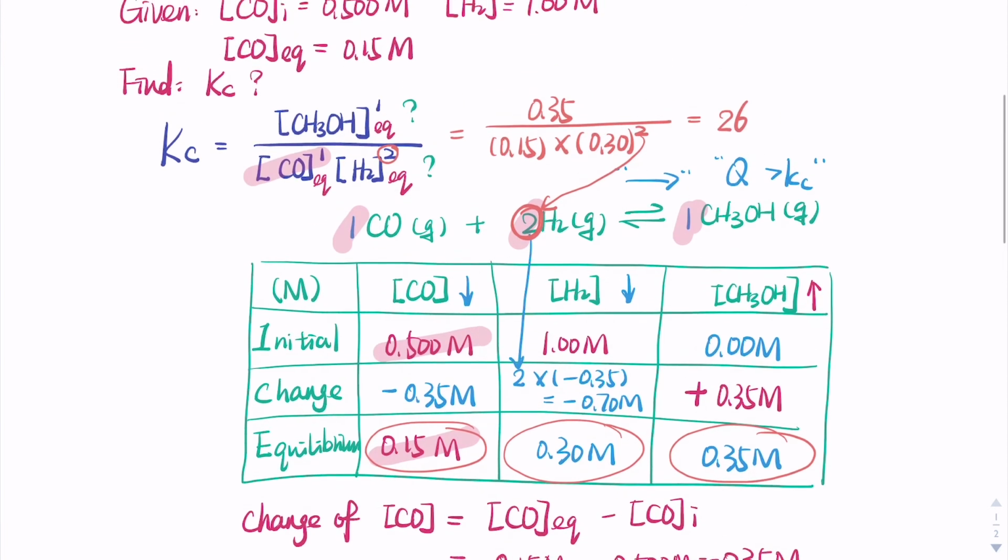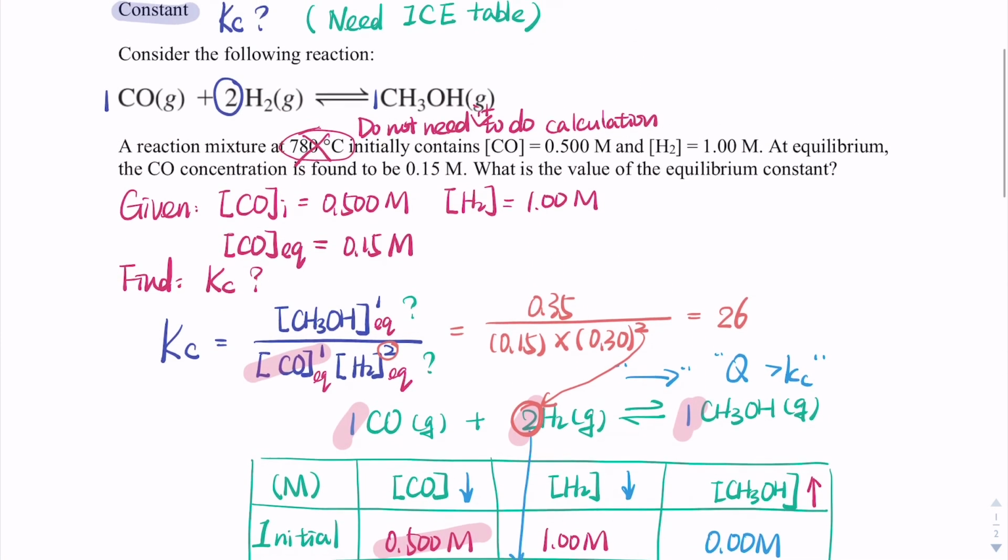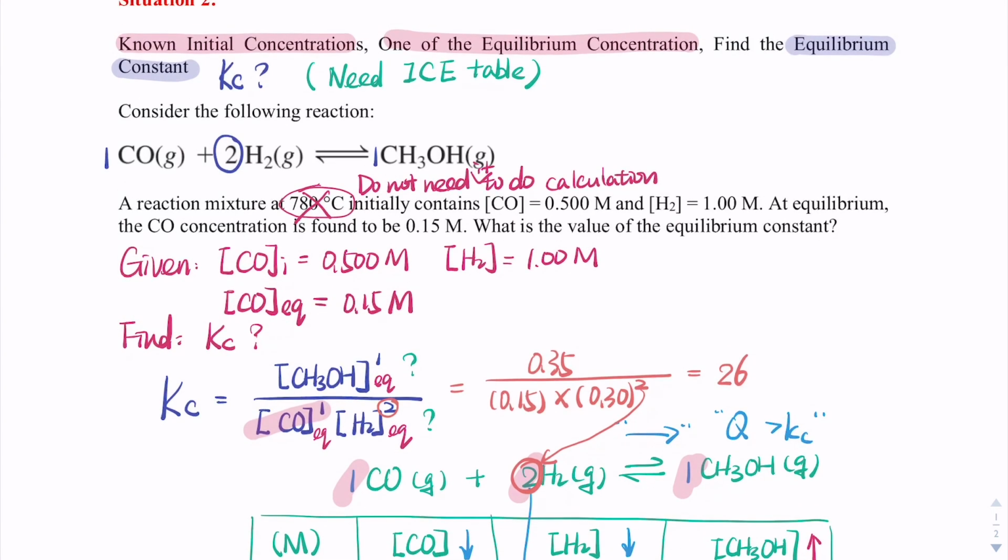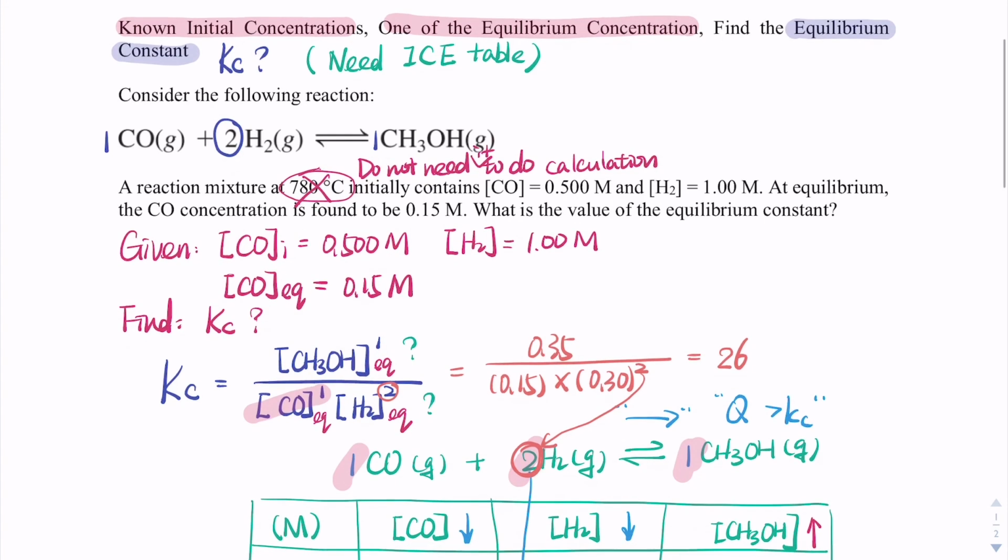So this is a situation where you know the initial concentration and one of the equilibrium concentrations, and you're finding the equilibrium constant. Thank you for listening.